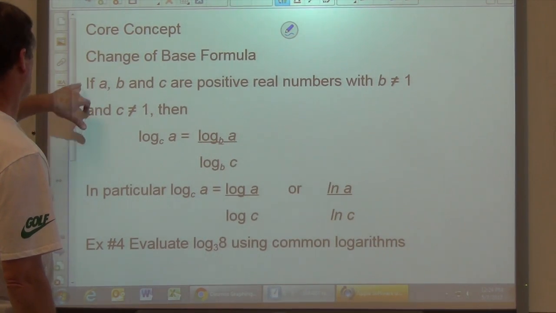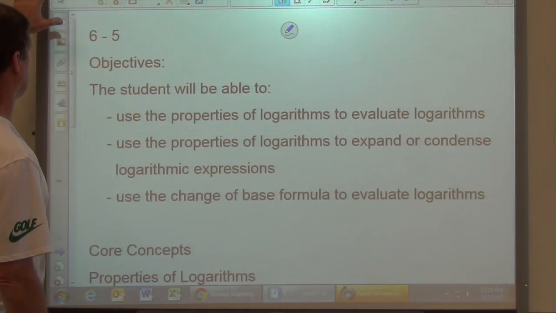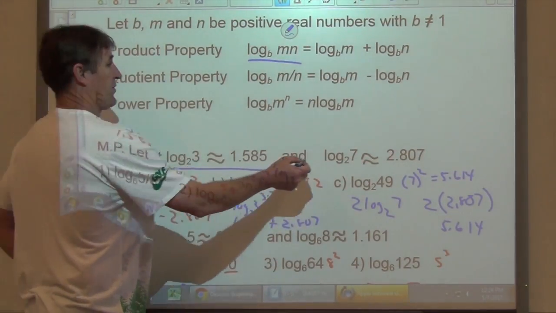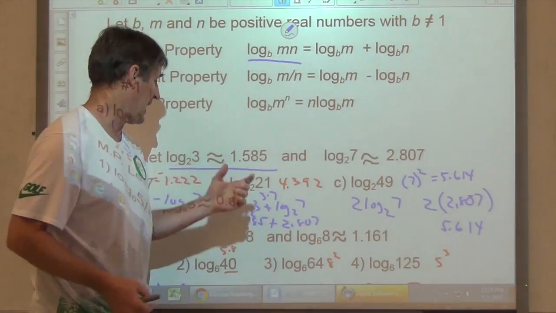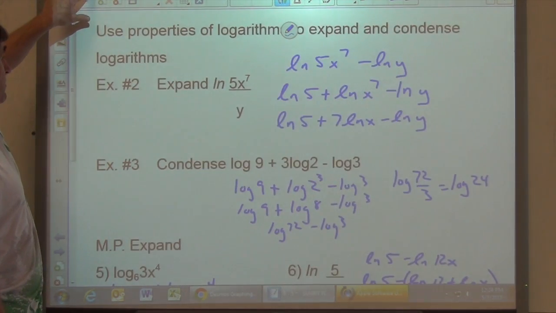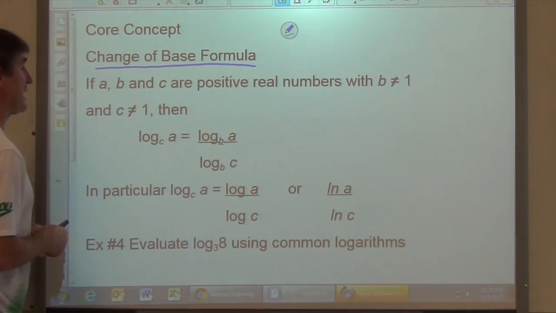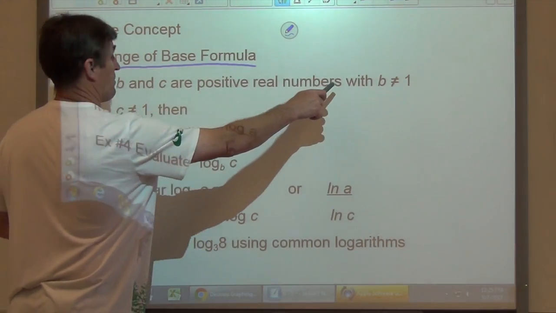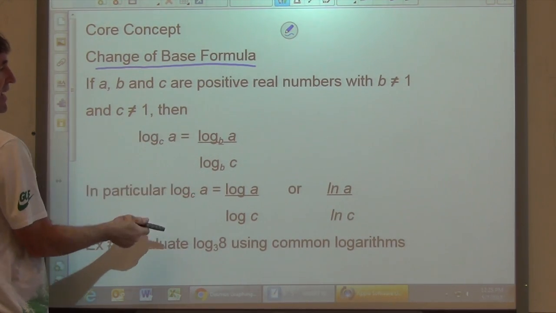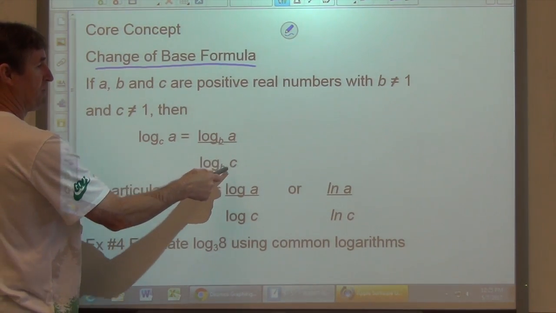Next, our core concept, change of base formula. So when we go back to the original that we were working with, this log base 2 of 3 and log base 2 of 7, on the calculator, we can't find those the way they're written. But we do have what we're going to use next, which helps a lot, what's called the change of base formula. And the change of base formula says if A, B, and C are positive real numbers with B not equal to 1 and C not equal to 1, then log base C of A can be rewritten as log base B of A over log base B of C.